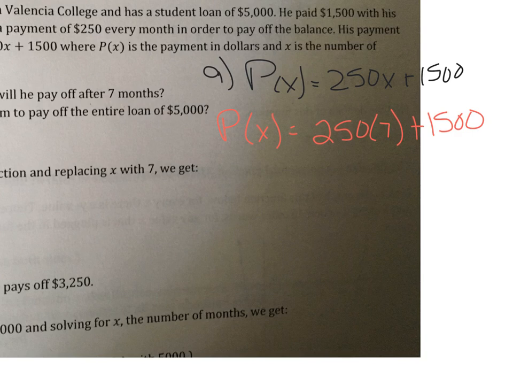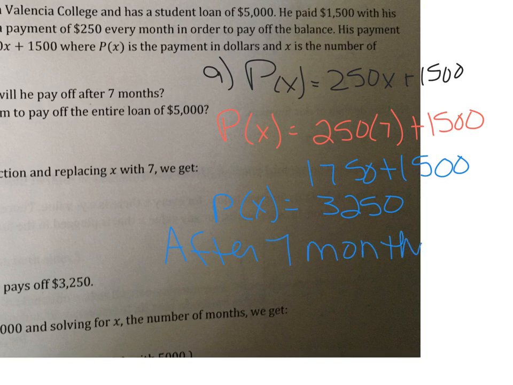So 250 times 7 is 1750. So that'd be 1750 plus 1500. So this will equal 1750 plus 1500 is 3250. So after 7 months, he has paid $3,250.